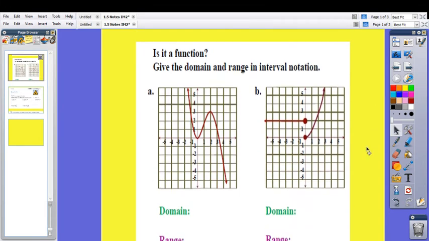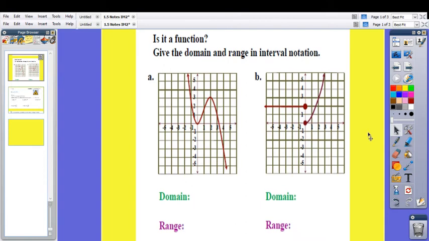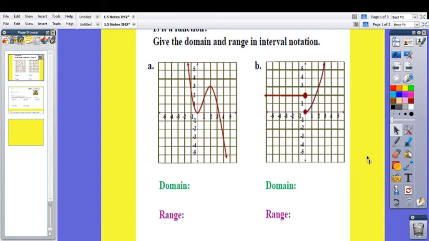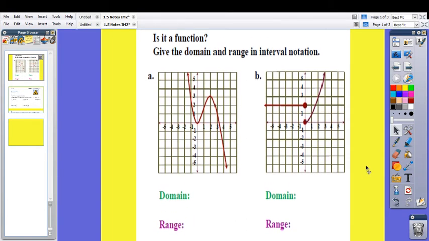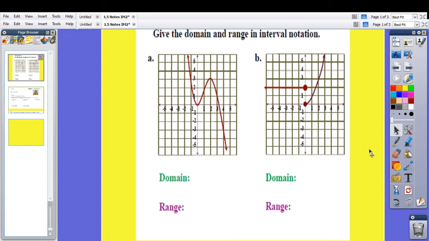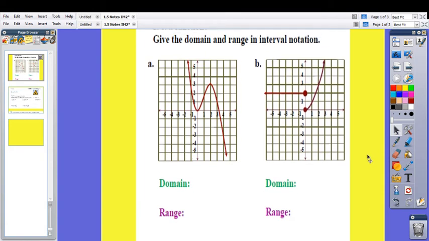Now this one is asking, is it a function? And it is also asking us to write down the domain and range in interval notation for it. First, let's write down the domain and range, and then we will decide if it is a function or not. So again, domain is the x values, range is the y values.